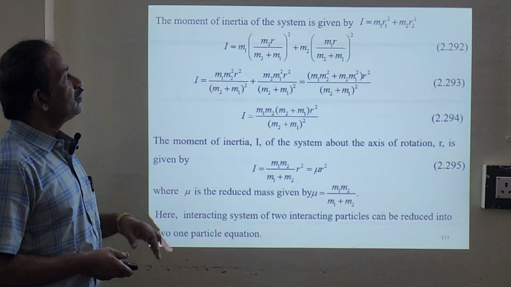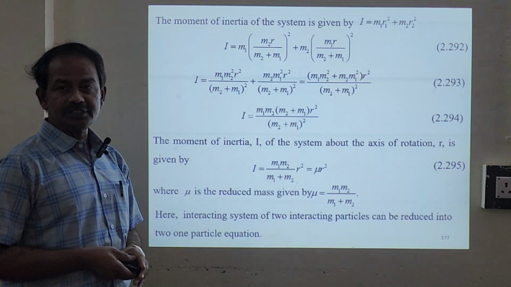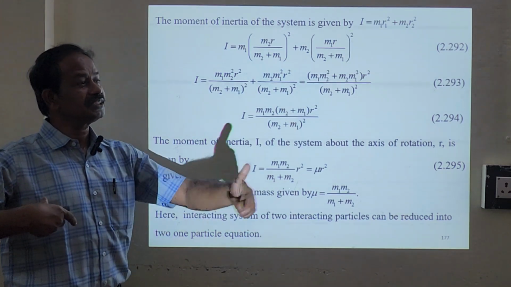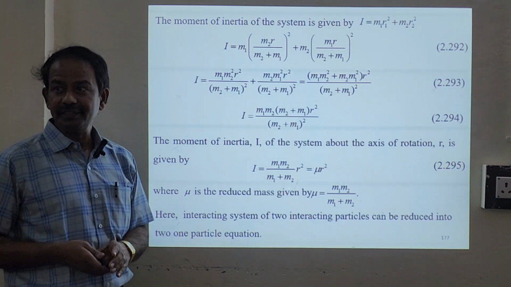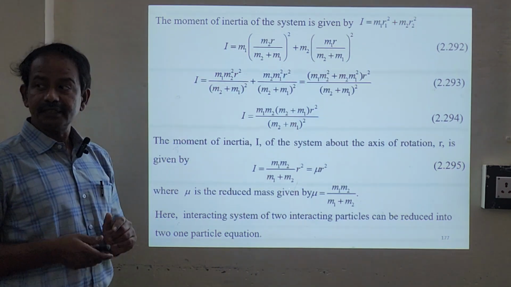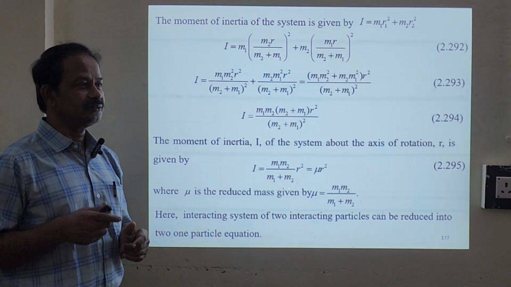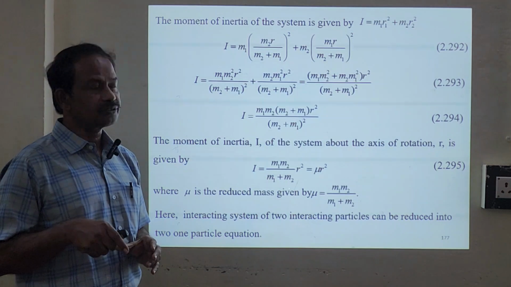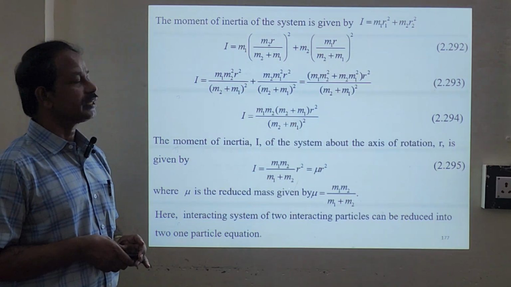Okay. Now we know the moment of inertia of the system. You have mass and you have distance r. So it's a rigid body, so we must have the moment of inertia, which is nothing but sigma m ri squared. We would have studied this earlier. So I equals m1 r1 squared plus m2 r2 squared.